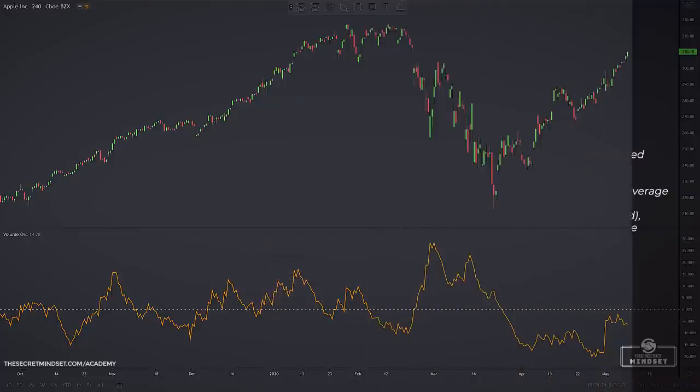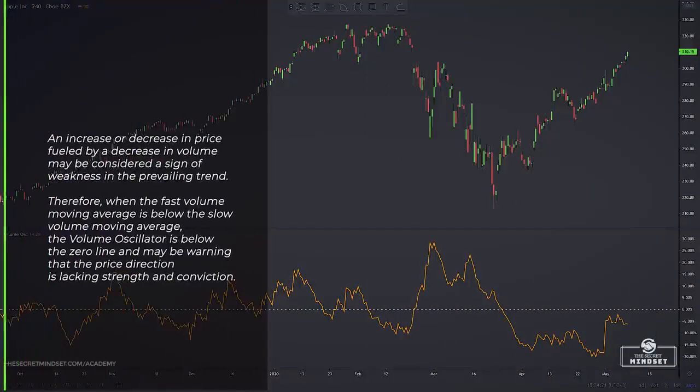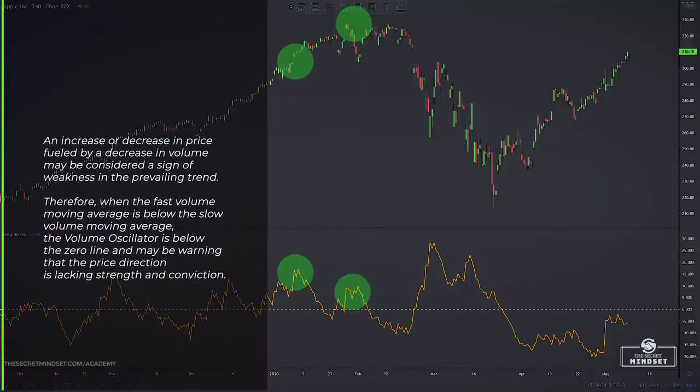An increase or decrease in price, fueled by a decrease in volume, may be considered a sign of weakness in the prevailing trend. Therefore, when the fast-moving average is below the slow-moving average, the volume oscillator is below the zero line and may be a warning that the price direction is lacking strength and conviction.